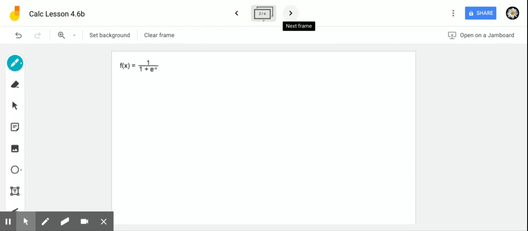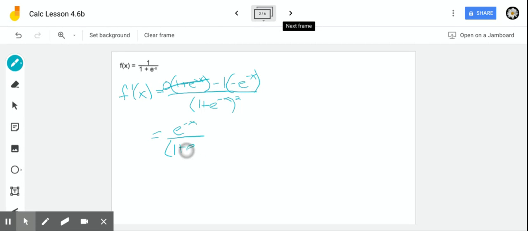So the first derivative, we are going to use the quotient rule. So we have low, and d high is 0. So low d high minus high d low is e to the negative x times negative 1, because that's a chain rule, over the square of what's below. So this is just 0 times that. That's gone. So we have positive e to the negative x over 1 plus e to the negative x squared.